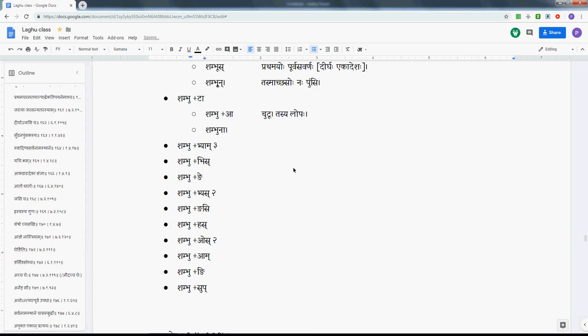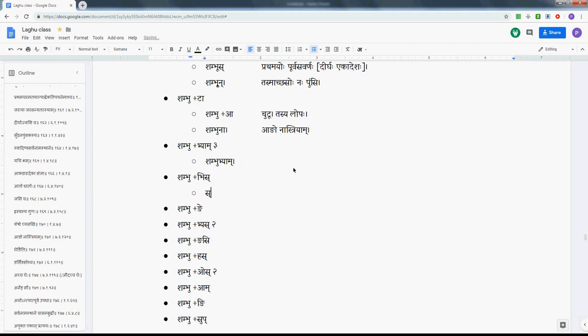This is by ango nastriyam. Ang be ta, shambhu bhyam, just put them together, shambhu bhyam. Thrice you get this form.